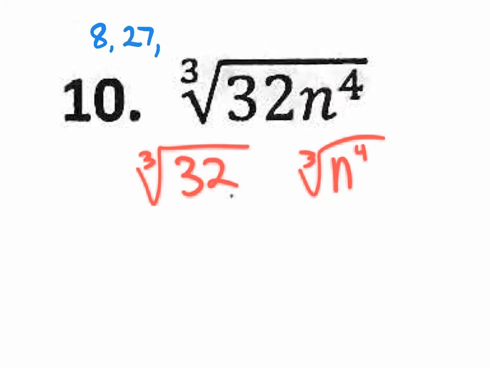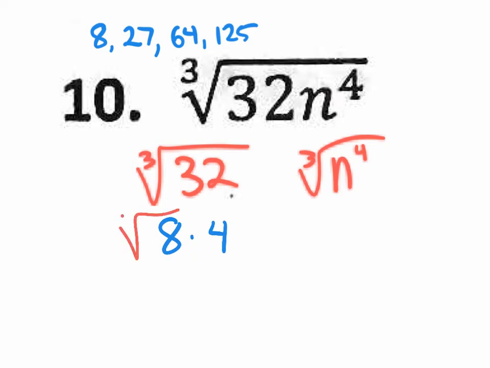4 times 4 is 16. 16 times 4 is 64. That's a cube number. 5 times 5 is 25. Times 5 is 125. That's a perfect cube number. So obviously we don't even need those big numbers, but we do know that 8 is a perfect cube number. 32 is not a perfect cube number. So you want to rewrite this with multiplication to include the 8. So we're going to rewrite it as 8 times 4.